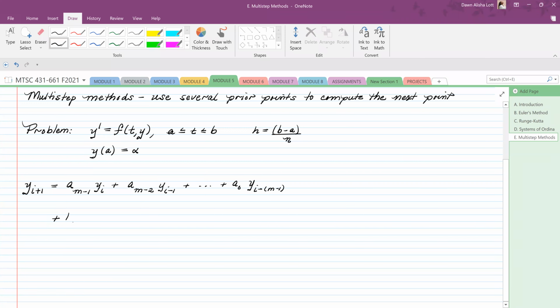Plus h, and then we're going to have b sub m times f of t i plus 1, y i plus 1, plus b sub m minus 1 times f of t i, y i, all the way down to b naught times f of t i minus m minus 1, y i minus m minus 1.